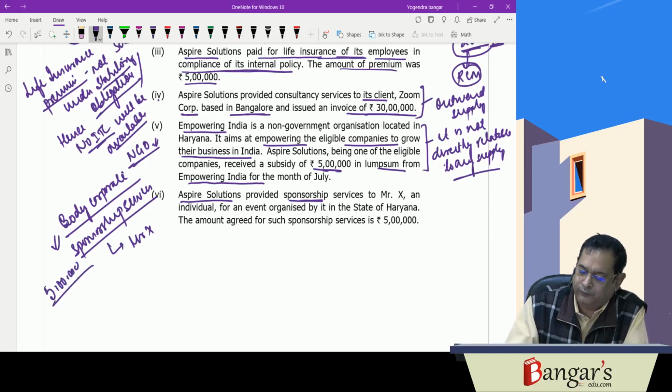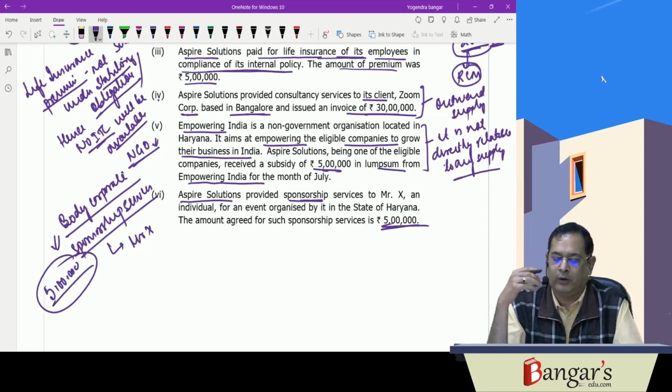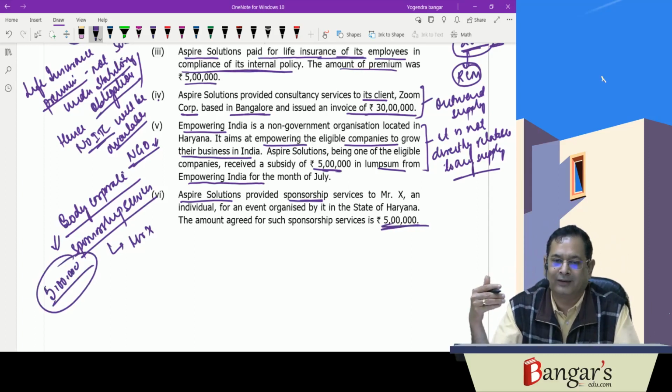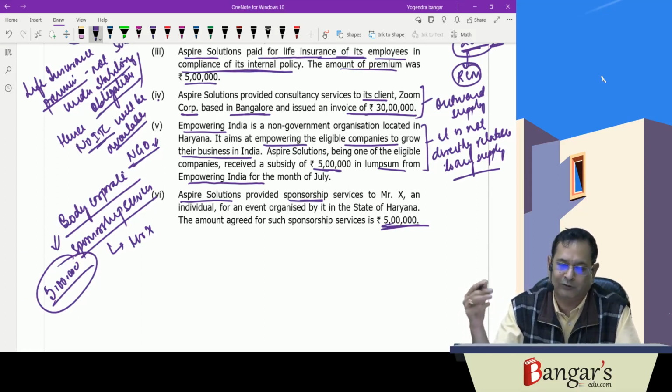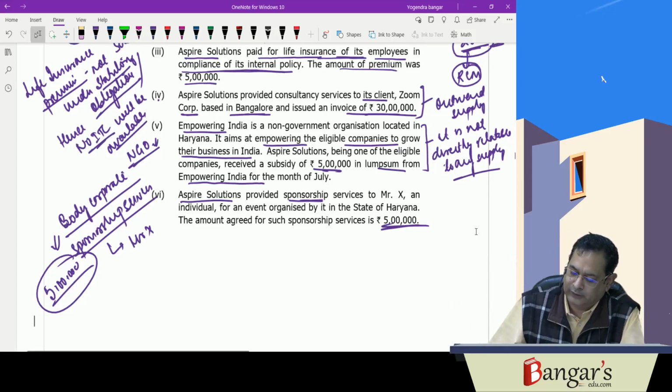And the value of sponsorship services is what? 5 lakh rupees. So they have provided sponsorship services to Mr. X, an individual, for an event organized by it in the state of Haryana. Now Mr. X has paid this amount of 5 lakh rupees to Aspire Solutions, and Aspire Solutions will be liable to pay GST under forward charge in respect of such supply.